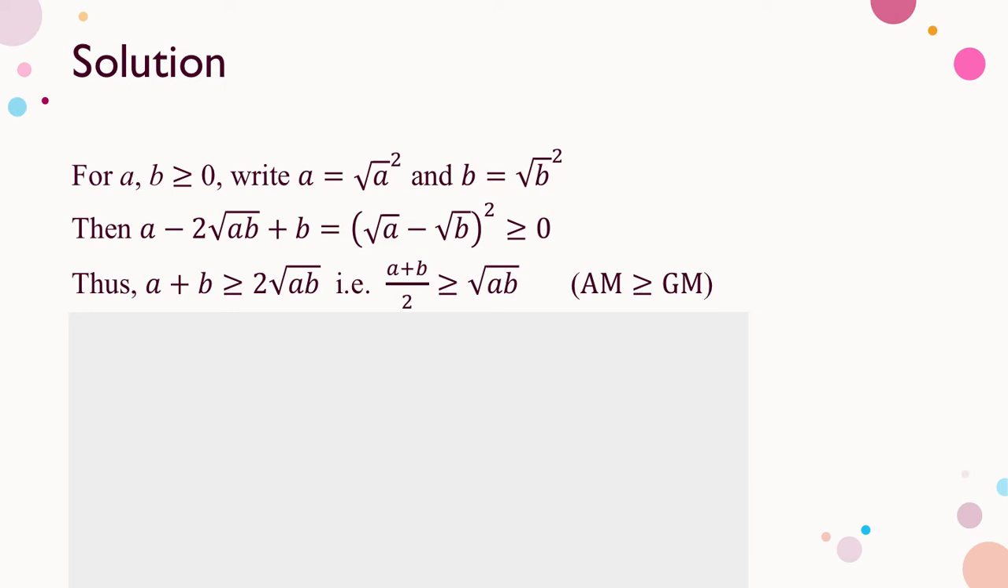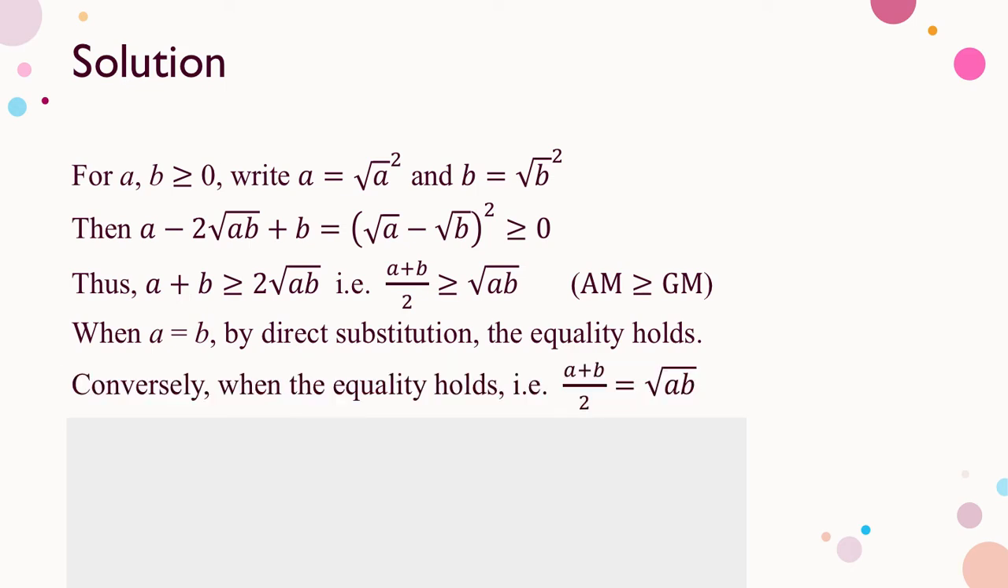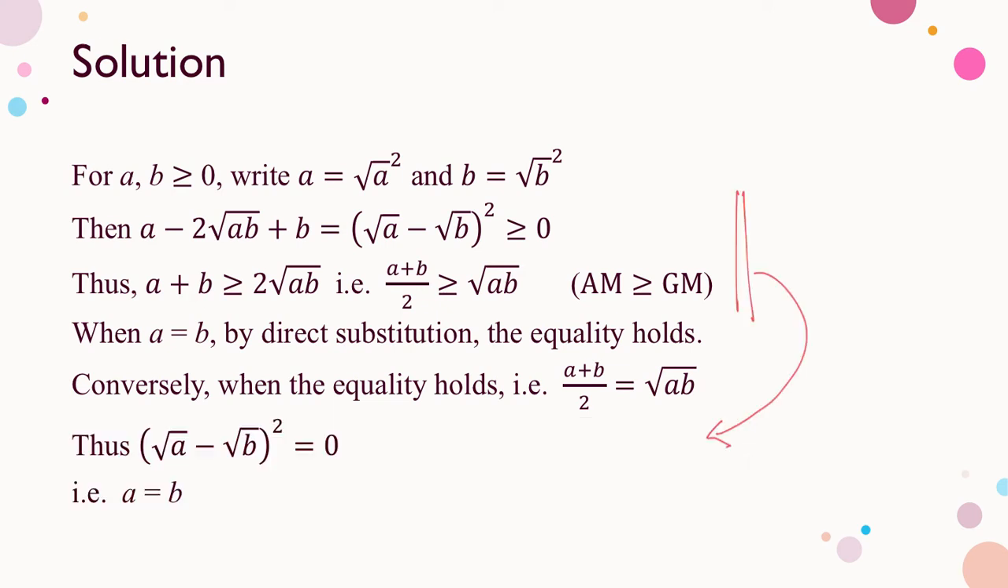For the second part, when the two terms are equal, a equals b, by direct substitution, we see the equality holds obviously. On the other side, when the equality holds, that is (a plus b) over 2 equals the square root of ab, by the previous result, we have the perfect square equals 0. In other words, a equals b. Therefore, the second part is done, and so is the whole statement.